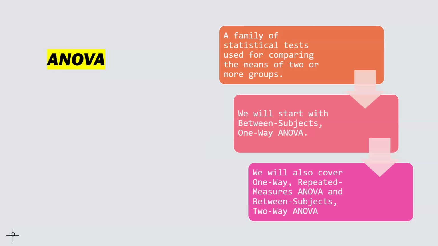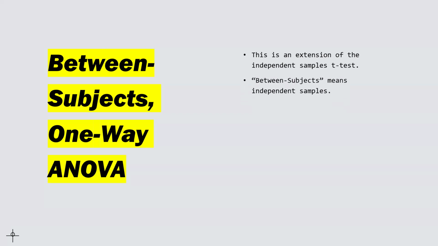So first off, what does between subjects mean? Well, between subjects literally means that we are going to have an extension of independent samples. So between subjects means we're comparing between subjects the two samples. And this is the independent sample t-test. So the between subjects, ironically, is independent samples. That's what that actually means. So whenever you see between subjects, again, we're going to do between subjects one-way and between subjects two-way.